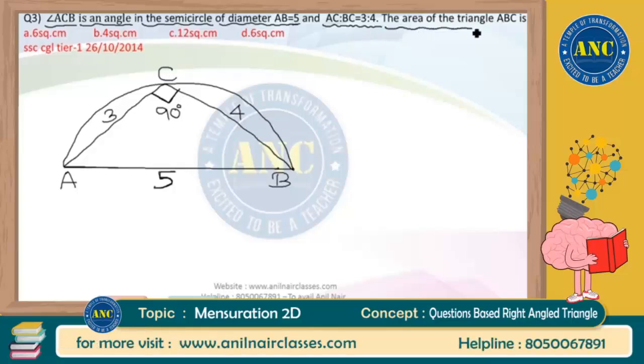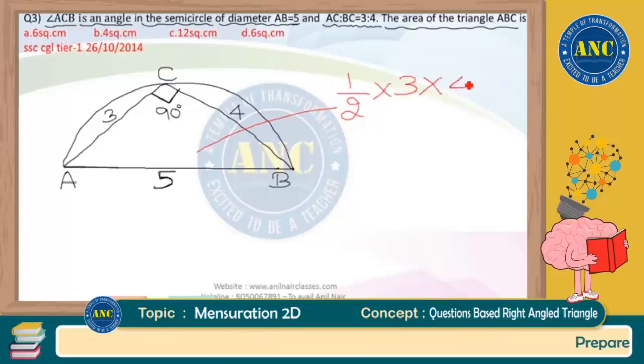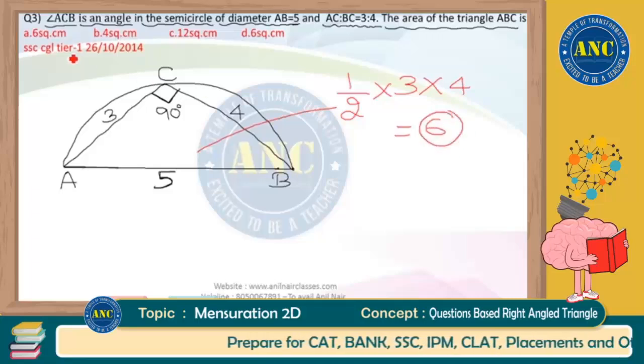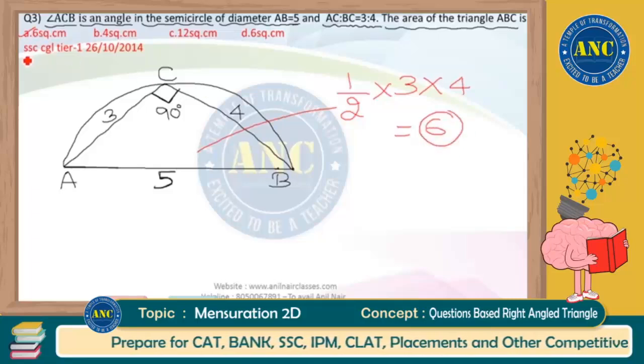Now they are asking you to find the area of the triangle ACB, or ABC, whatever it is. Very easy, right, sir? It is half into base, which is 3. Height is nothing but 4. Half into 3 into 4. What should be the answer? 12 divided by 2 is 6 square centimeter, which is nothing but option A.